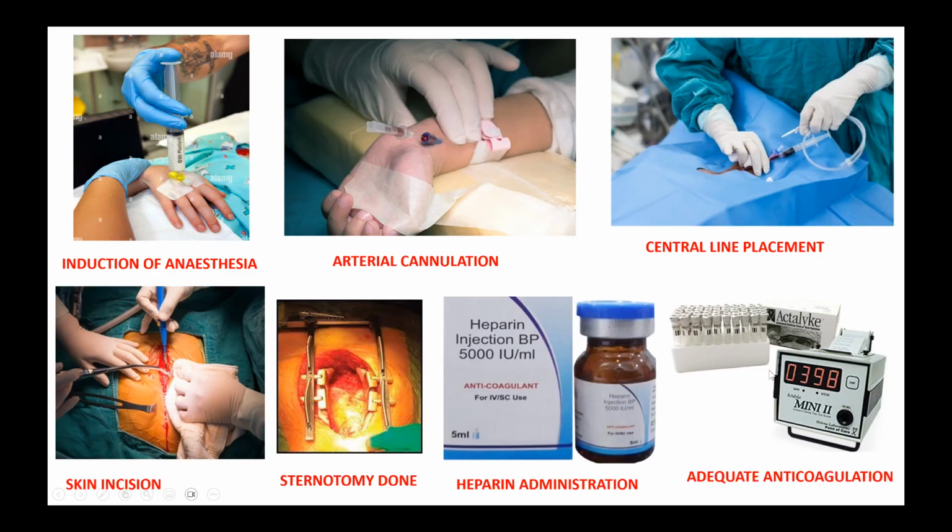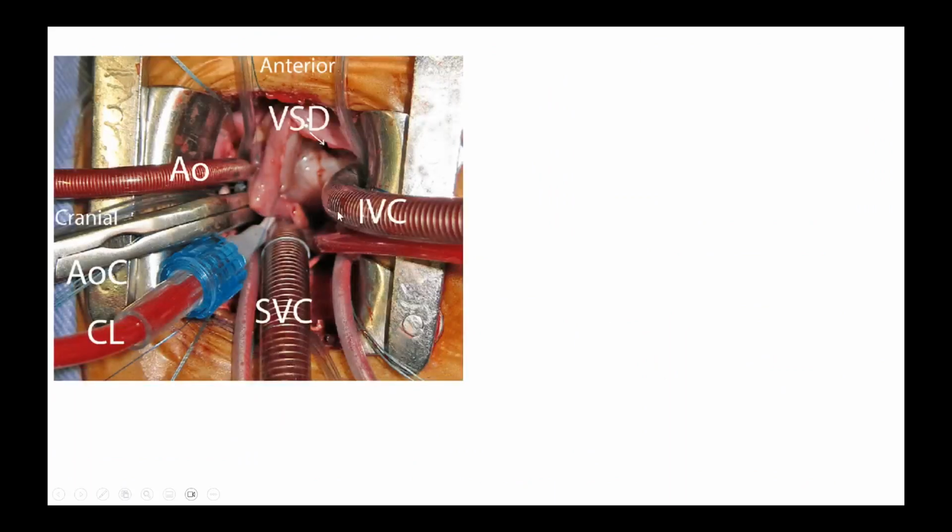Activated clotting time should be more than 300; 480 is adequate. And the next step is, all the cannulas have been put in. You can see this is the IVC cannula, this is the SVC, this is the aortic. And you can see the size here. The IVC cannula and SVC cannula look bigger, and aortic cannula is looking smaller.